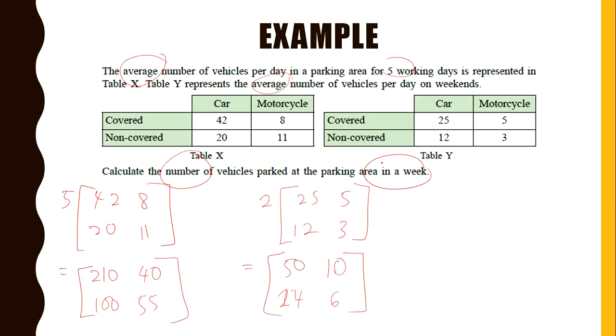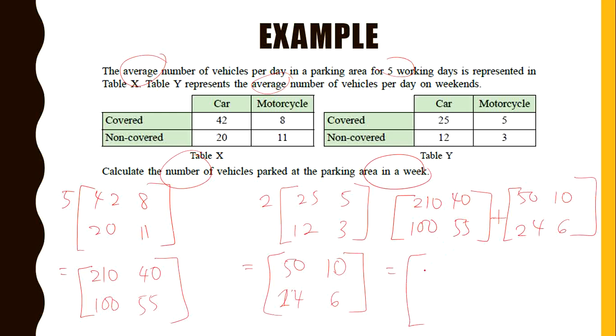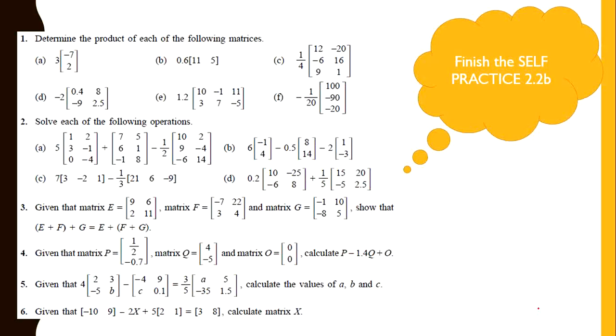So dia nak in a week. So kita kena tambahlah kan seminggu. So just add like usual lah matrix ni. Tambah senang je kan. Order yang sama. So 210 plus 50 is 260, 40 plus 10, 50, 100 plus 24, 124, 55 plus 6 is 61. Okay, so finish self-practice 2.2b.